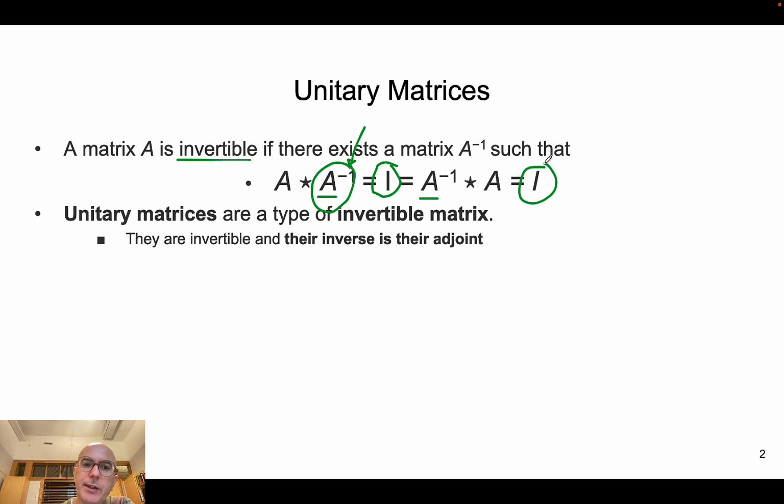So unitary matrices are a subclass of invertible matrices, but as a condition sine qua non, they must be invertible. We will see during this lecture that unitary matrices are invertible and their inverse is actually their adjoint.